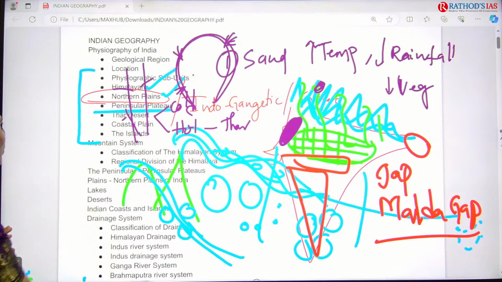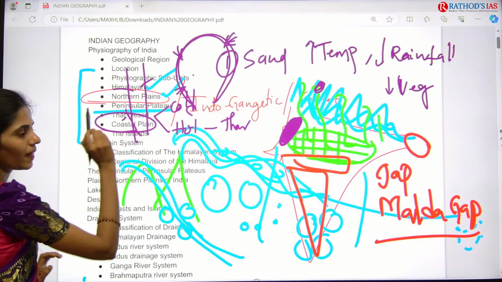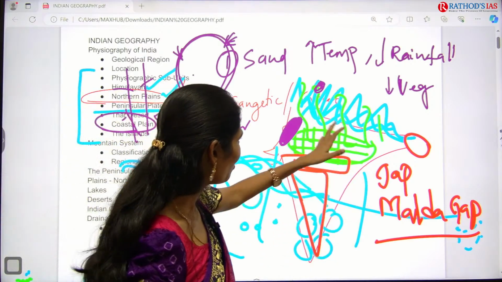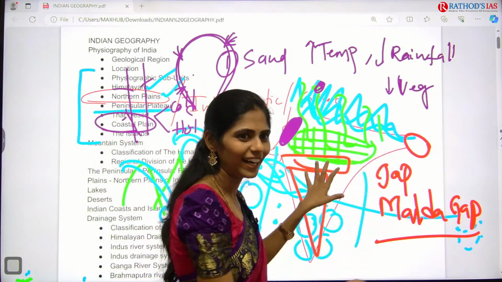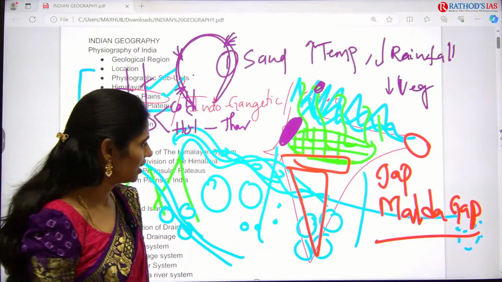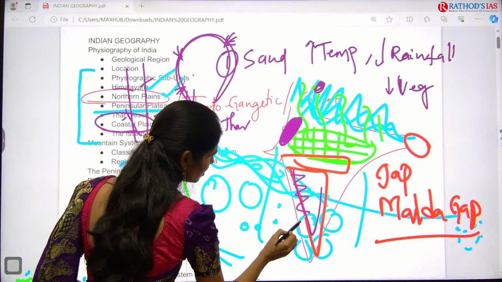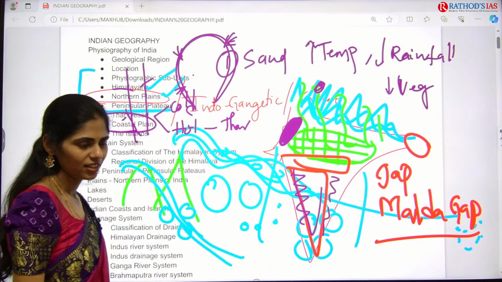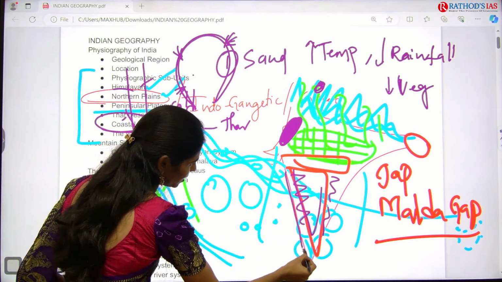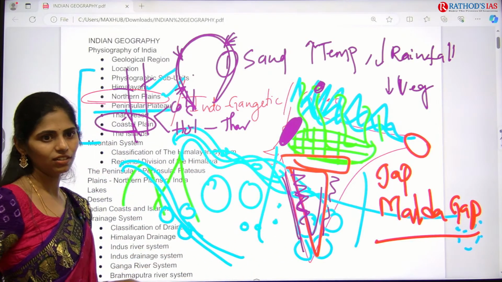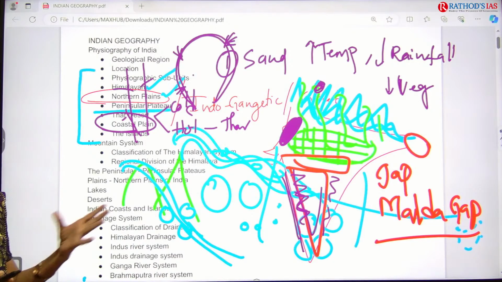Yes, next one is coastal plains. So what is this coastal plains? So we have already grade plains here. So grade plains is different from this coastal plains. So if you see here, here we have plateau region, right? Here we have Western Ghats and here we have Eastern Ghats. So here this coastline. So from the coast till this Western Ghats, what are the plains are there? We are calling it as West Coastal Plains.